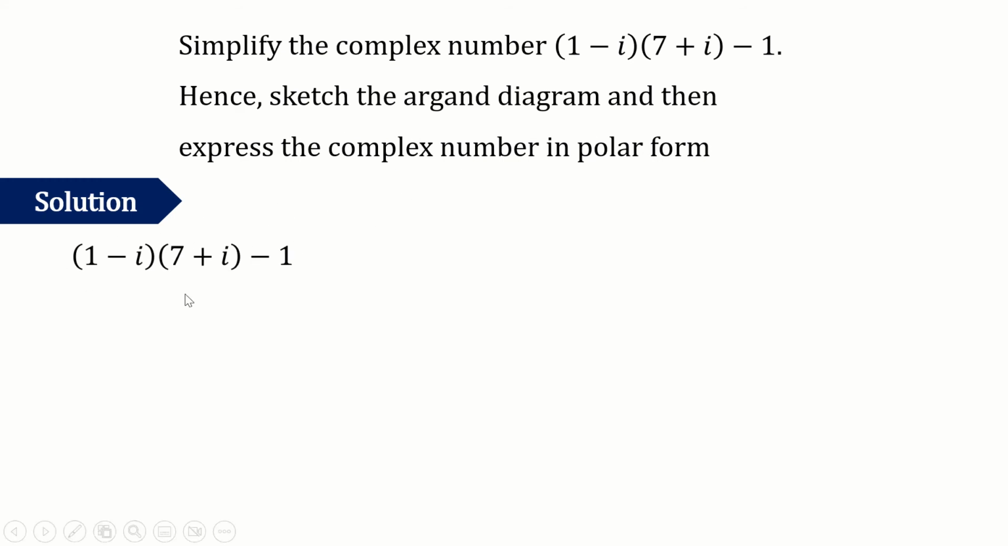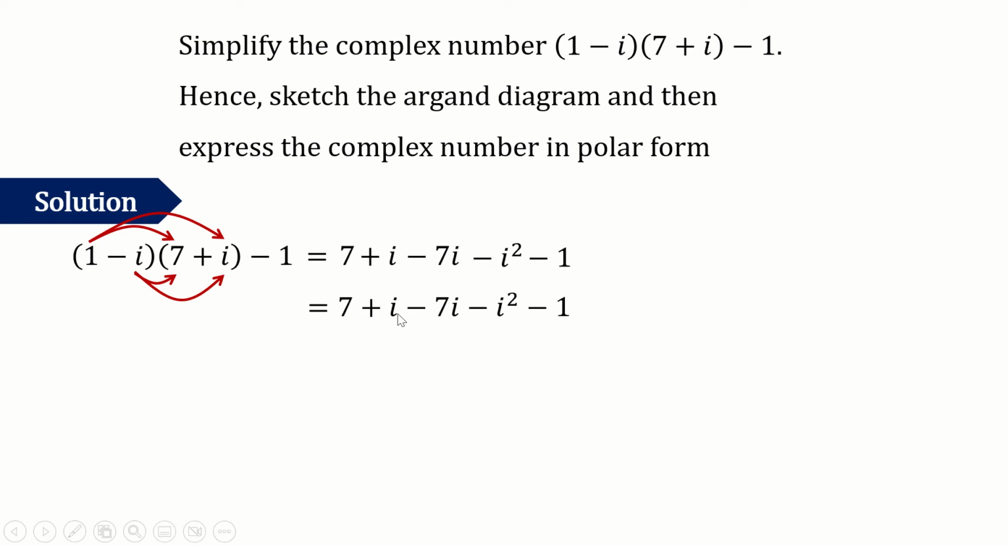So first we need to multiply this, or we're going to expand that. The first one is 1 times 7, which is 7, and then 1 times i, which is positive i, and then negative i times 7, which is negative 7i, and then negative i times i, which is negative i squared. And then at the back here we have negative 1, so minus 1. And then we're going to simplify this expression.